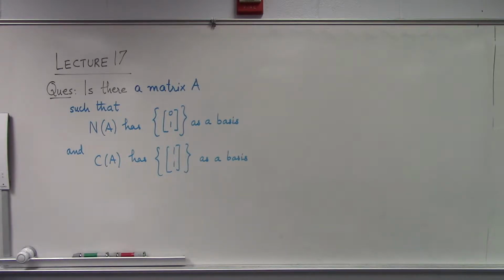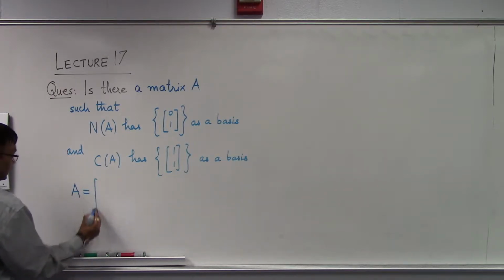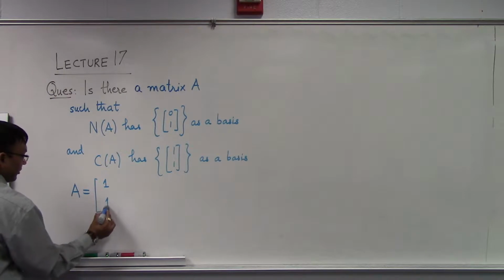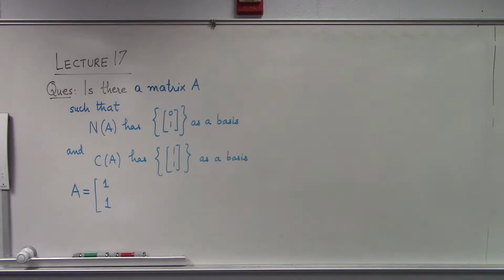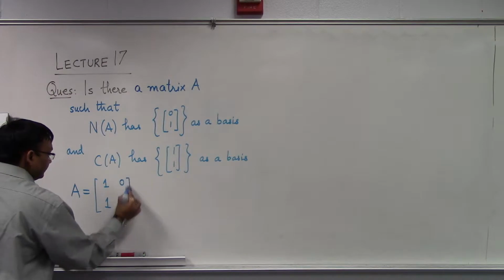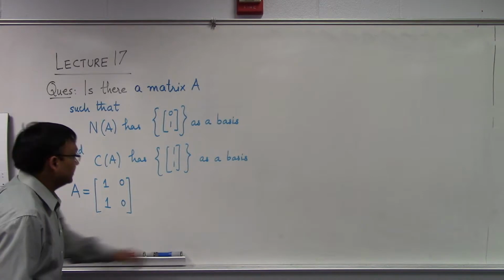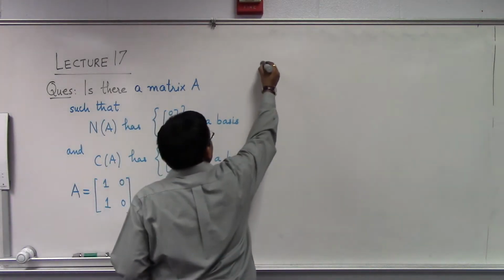Now, when we say null space has this as a basis and column space has this as a basis, we know one thing, that A has to have columns which are of the form (1, 1) or a multiple of (1, 1). Since the null space is (0, 1), for example, if we take something like this, I claim that this matrix satisfies all that we really care about. Is (0, 1) a null space or not? Let's try and see what happens.